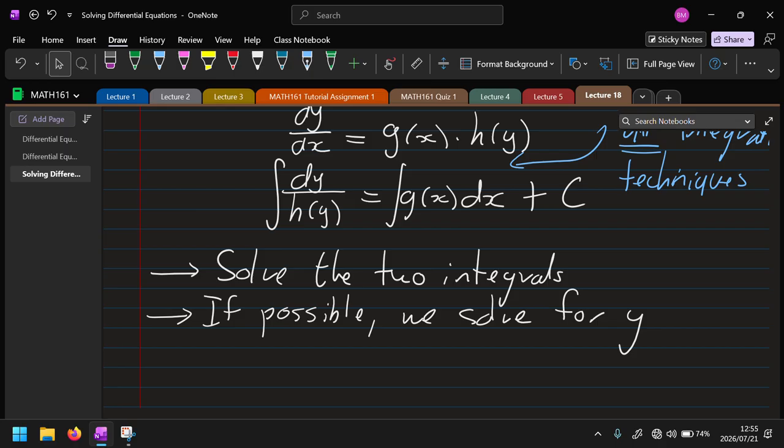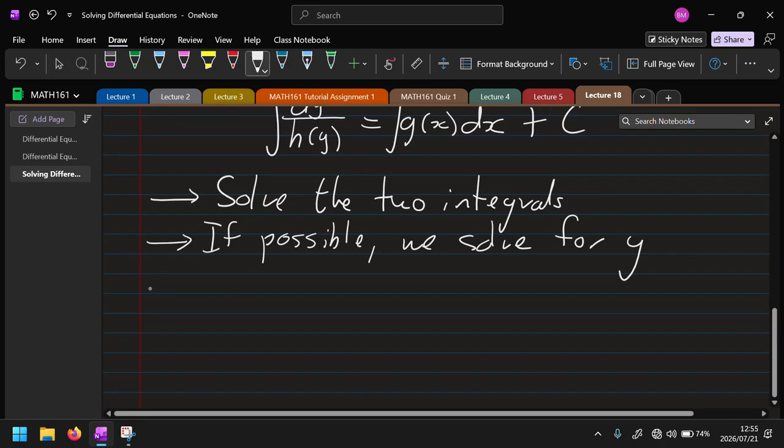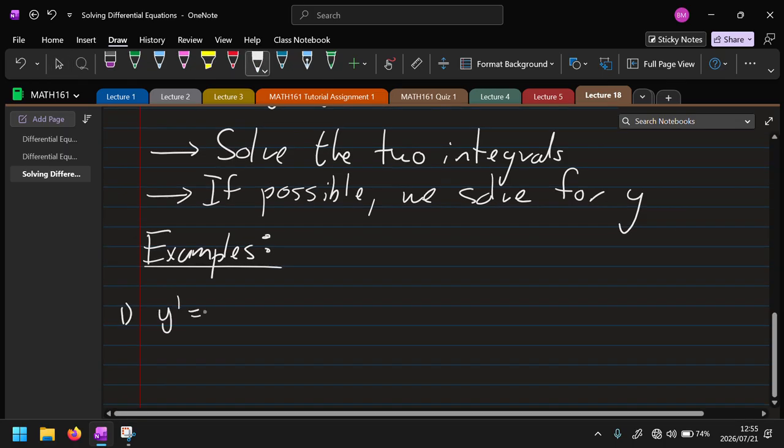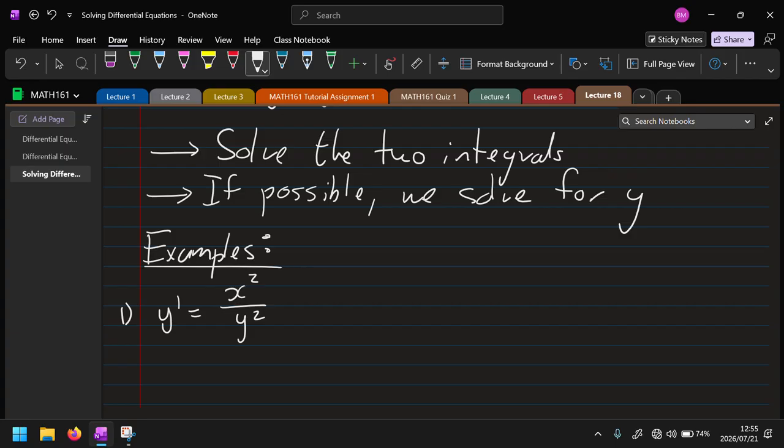Okay, good. Let's have a look at some examples. Number one, we have y prime is equal to x squared over y squared. Nice and simple. Now, the questions in the test and the exam aren't going to say solve the separable differential equation. I'm not going to tell you which one it is. I'm just going to have a list, solve these. So the first thing you need to do is figure out what type of equation it is, then which method to use, and then you can solve it.